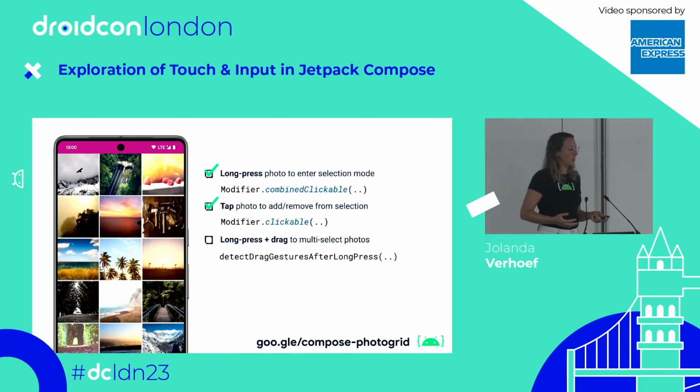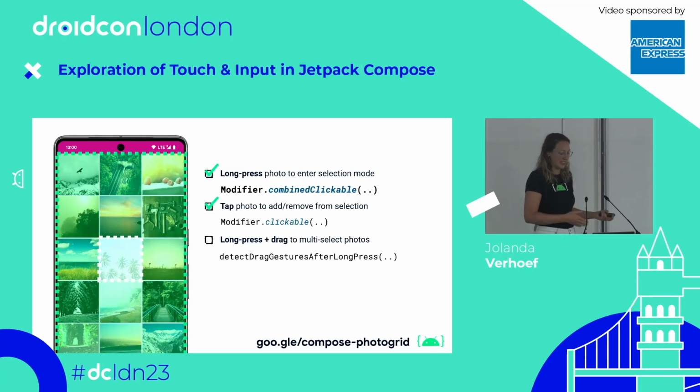Remember that we solved our initial requirements with a combined clickable modifier, letting it listen to long press events. But now we're also detecting drags after long press, so both the photo items themselves and the grid are actually listening and trying to react to long press events. So we have a conflict.